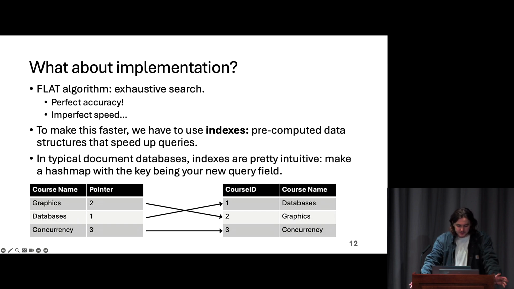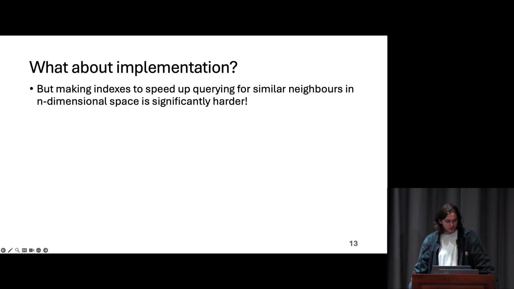So okay, this is pretty intuitive. We just shuffle around the columns a bit to make one of them the primary in our main hash map. But how on earth would we do that for looking up neighbors in n-dimensional space? That feels very different as an indexing problem. And it is. There are way cooler algorithms for this than there are for conventional indexing.